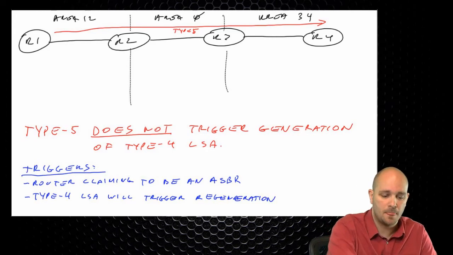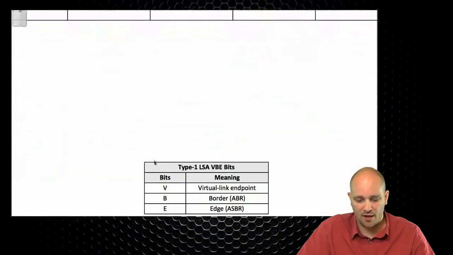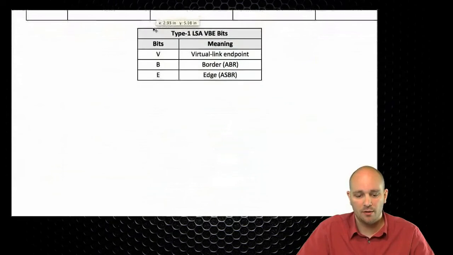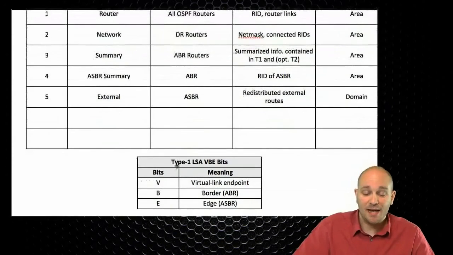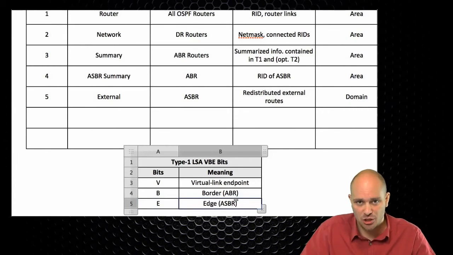Let me explain that. So here, just below this table, I actually have another table that I have somewhat hidden from you. So I'm going to bring it up now so that you can see it. Inside type 1 LSA, there are a couple of bits that don't have any particular name, so I call them VBE bits. They stand for Virtual Link Endpoint, which is not something that we care about right now. The B bit, which is going to be set on all the routers that perform border functions, and there is this E bit, or the edge bit.